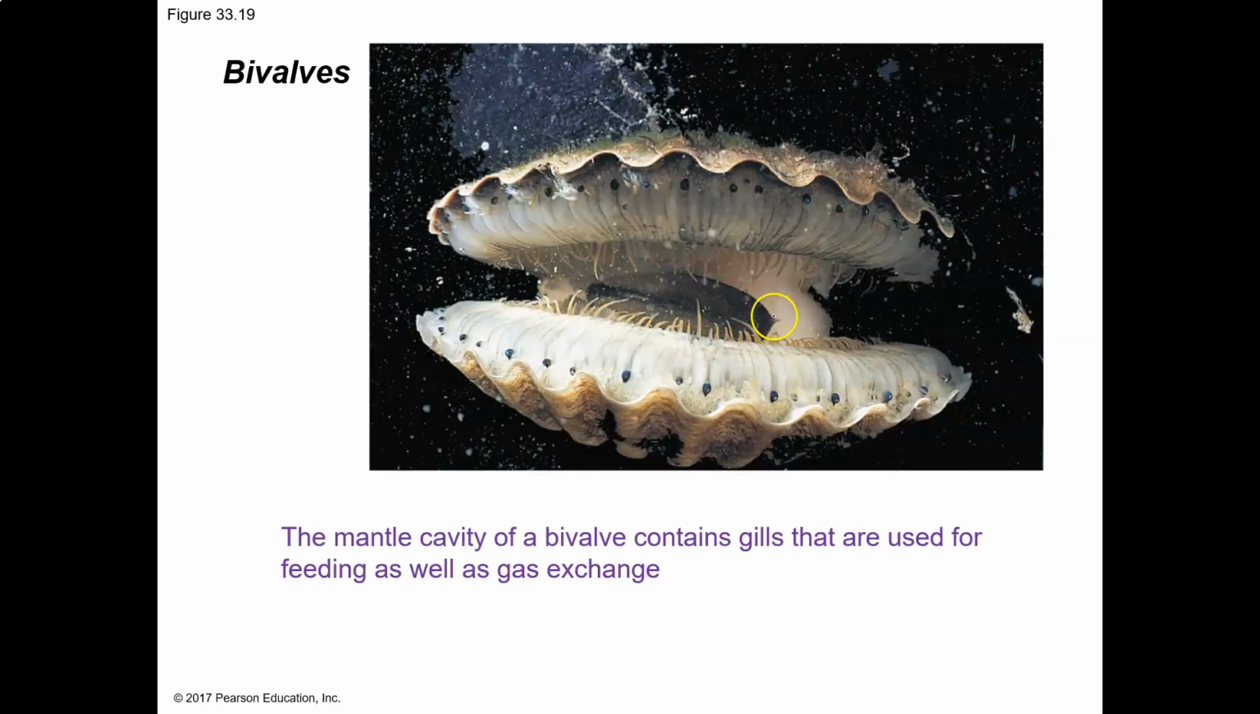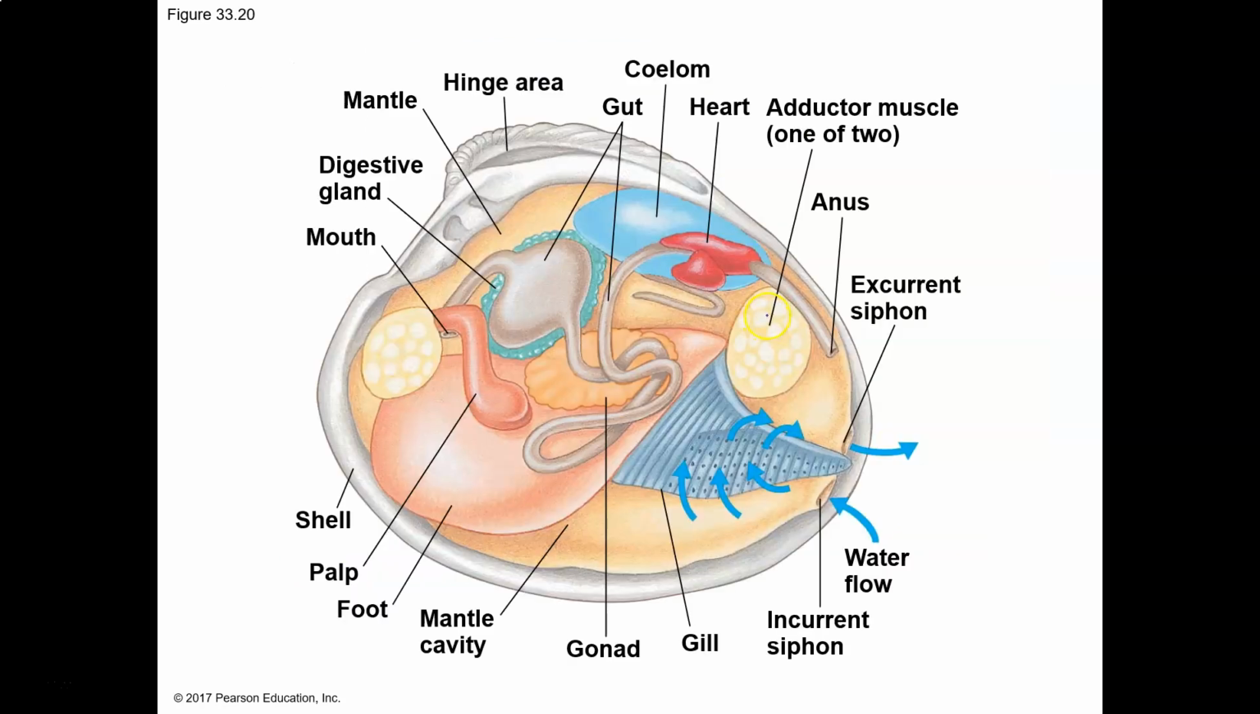Here's an example here. The mantle cavity of a bivalve contains its gills, which are used for feeding as well as gas exchange. We'll look at that here in this diagram, and you'll look at this in lab in more detail. And so, here's your big muscular foot here that they use for moving through sediment. And then you have gills that you use for gas exchange.